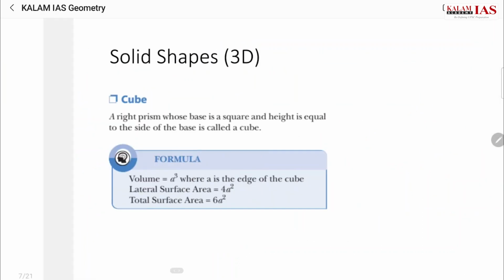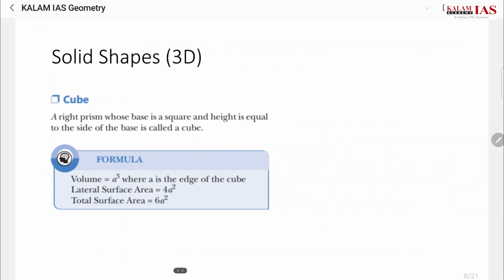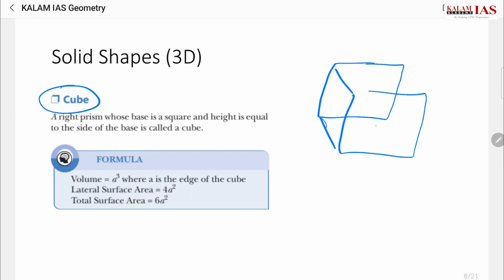Moving on to the next concept, solid shapes or 3D shapes. The first 3D shape is a cube. A cube is similar to a matchbox wherein all the sides are equal. As you can see, this is the 3-dimensional cube. This is A, and this is also A. The volume of a cube is given by A into A into A, which is A cube.